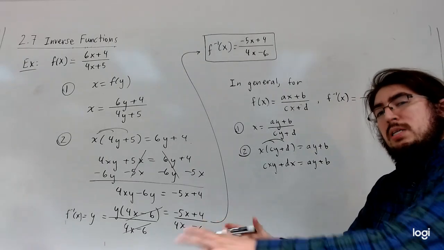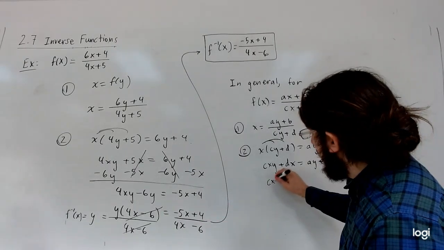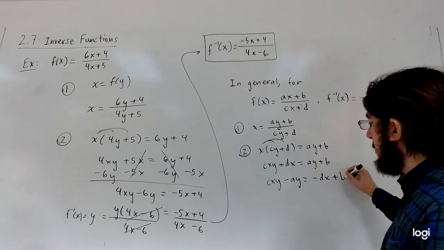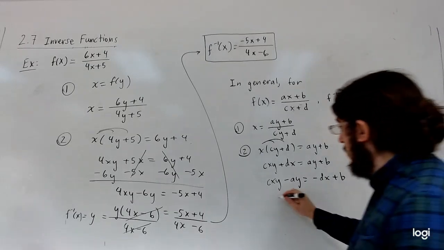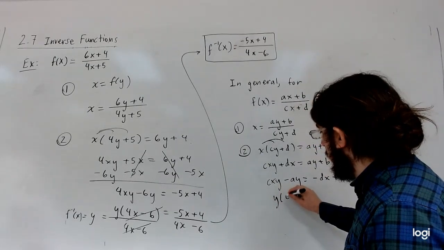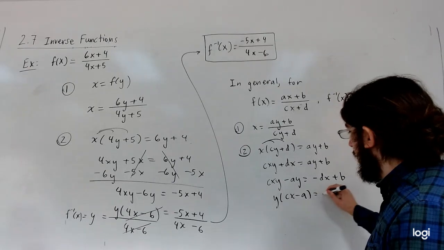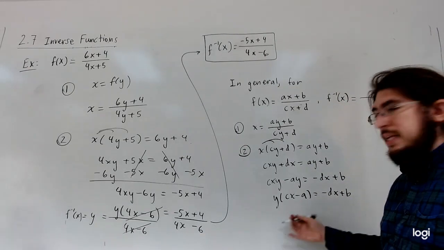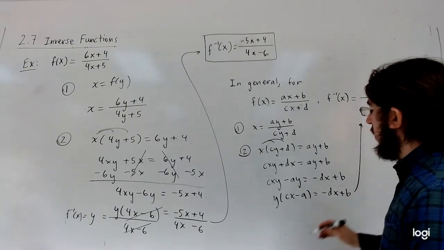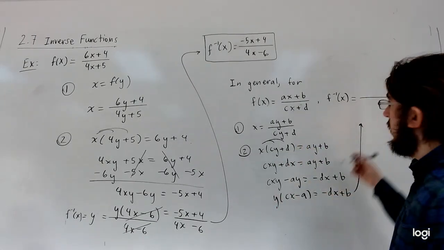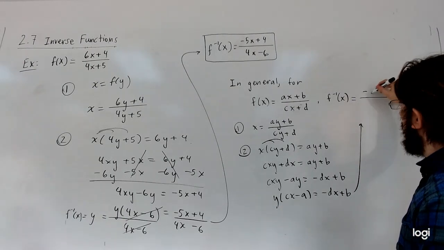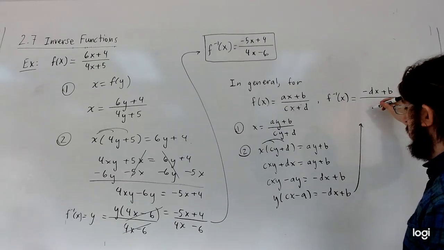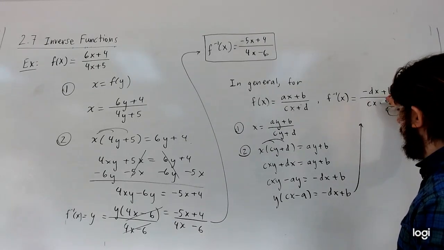Moving all y's to one side and all x's to the other, we get cxy minus ay is equal to negative dx plus b. Perfect. Factoring y out on the left gives us y all multiplied by cx minus a. And then finally, dividing by cx minus a gives us the following. Remember, y is f inverse of x. So f inverse of x is equal to negative dx plus b all over cx minus a.